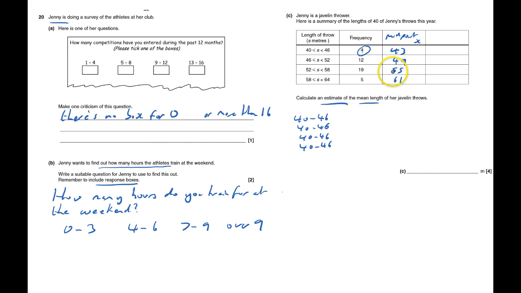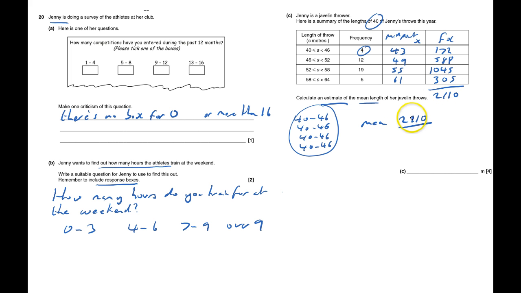We've got 4 43s, because I'm saying that these ones here are roughly 43 each. I need an fx column for the frequency times the midpoint, and that will be 172 on my calculator. 12 49s are 588, 19 55s are 1045, and then 5 61s are 305. Add them up, I get 2110, and the mean is the total divided by how many.